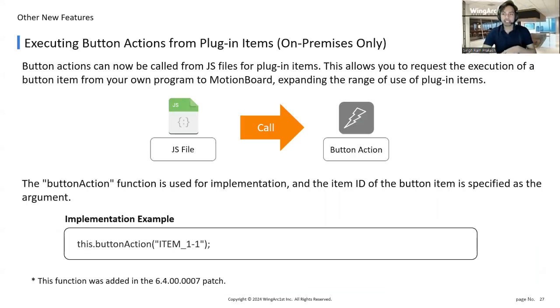Next in the Spring update, in addition to drill down, drill through, and data point action execution, you can now call button actions from JS files for plugin items. This allows you to request the execution of button items from custom programs, expanding the possibilities for utilizing plugin items with MotionBoard.